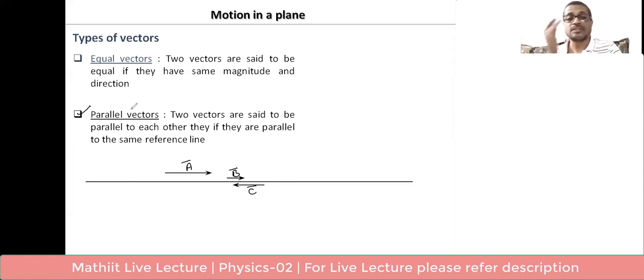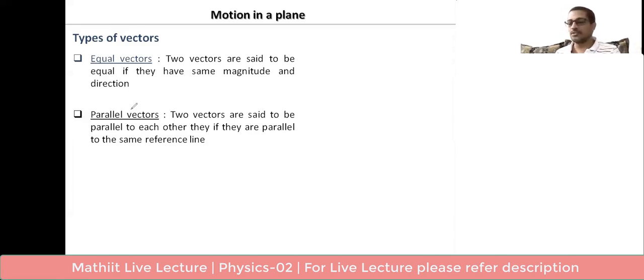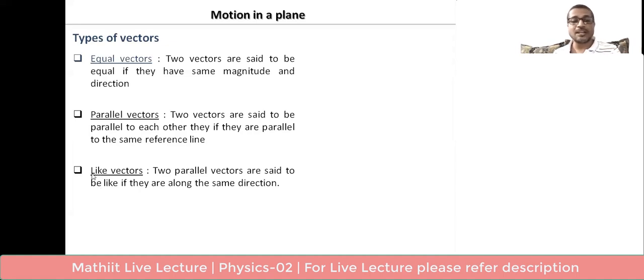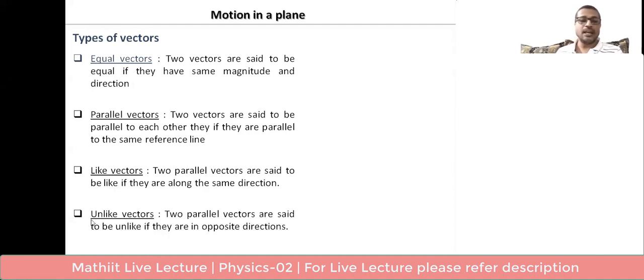That's it. So is A bar parallel to B bar? Yes. Is B bar parallel to C bar? Yes. Should they be of the same magnitude? Not required. Should they be in the same direction? Not required. Right? They just have to be parallel to the given reference line. That's it. Then, what are like vectors? Two parallel vectors are said to be like if they are along the same direction, and unlike vectors, two parallel vectors are said to be unlike if they are in opposite directions.